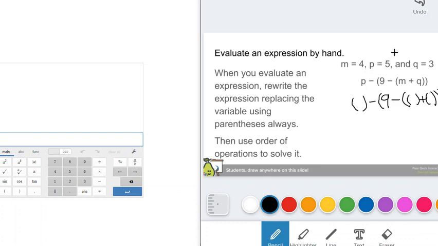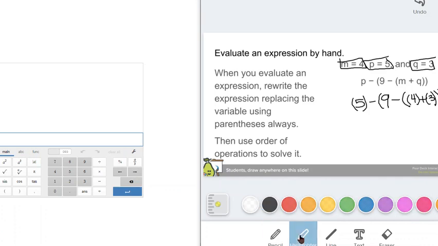They are telling me that p is equal to 5. So instead of writing the letter p, I'm going to write the number 5 here. Then the letter m, they are telling me that m is equal to 4. So I'm going to replace that with the replacement value 4. They are telling me that q is equal to 3. And I'm going to replace that with a 3.